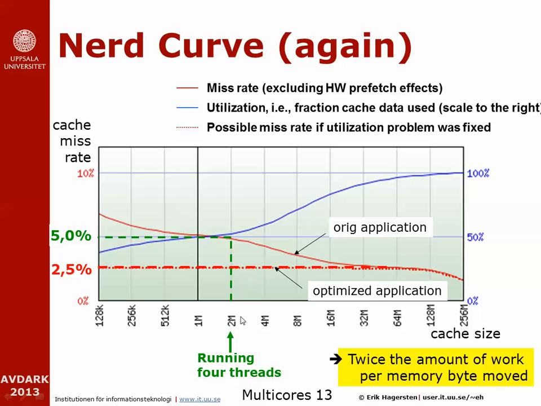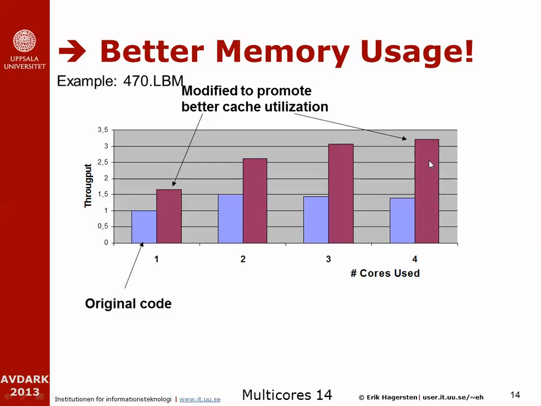So now, running 4 threads compared to before, we're roughly going to see that we perform twice the amount of work per byte moved compared with before. So if we're memory bound, we should roughly see a performance improvement for 4 threads of roughly a factor 2. And that's exactly what we see. The optimized code is the red bar, and it's roughly twice as high, actually maybe even slightly better than that, compared with the blue bar here, which is the bar we looked at before.